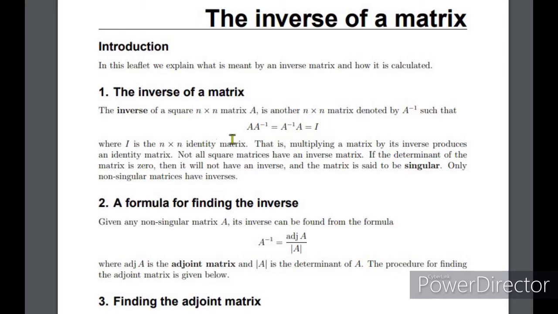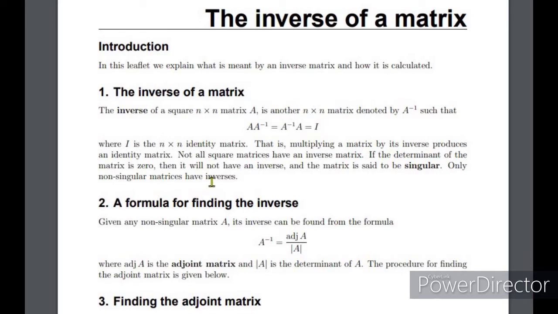I is the n by n identity matrix. So when you see I, it means it is an identity matrix. We got the identity matrix by multiplying a matrix by its inverse. Because in this example, we multiply matrix A with its inverse. That's why we get the identity matrix.